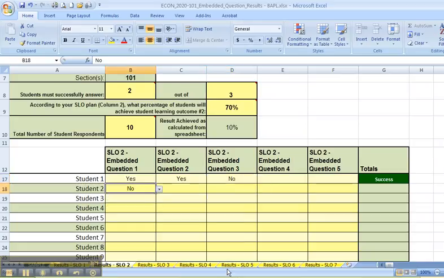Do that. If you have 5 student learning objectives, continue this process until you fill out 5 tabs. If you have more or less, then you would fill in however many you need to. That's all there is to it. Then you want to save.